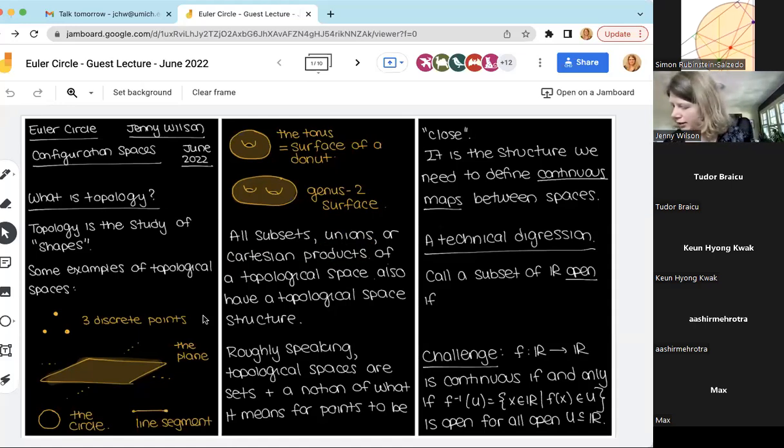Okay, so to narrow in a little bit more on what I mean by topological space, being very informal, a topological space is a set with some extra structure on it. And roughly speaking, that extra structure is a notion of what it means for 2 points to be close together, very broadly speaking. And in general, it turns out that the definition of a topological space is exactly the structure that we need to make sense of the idea of continuous maps between topological spaces.